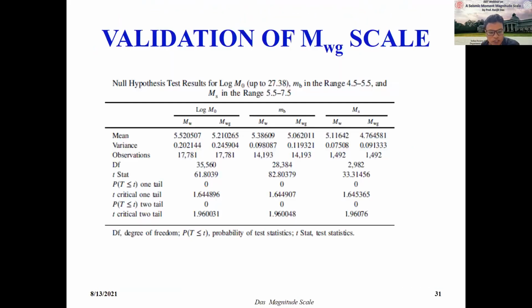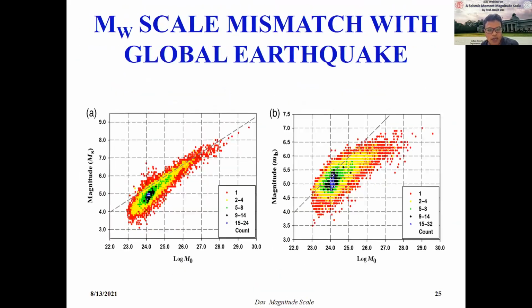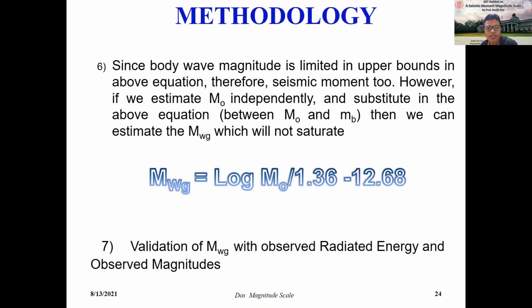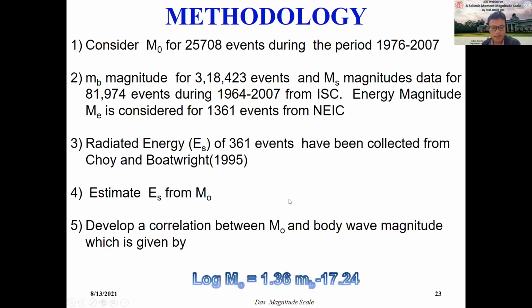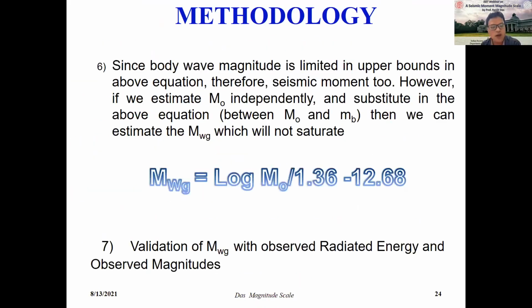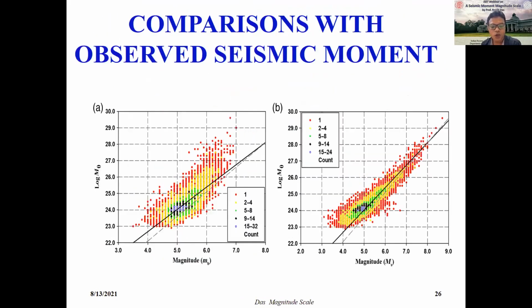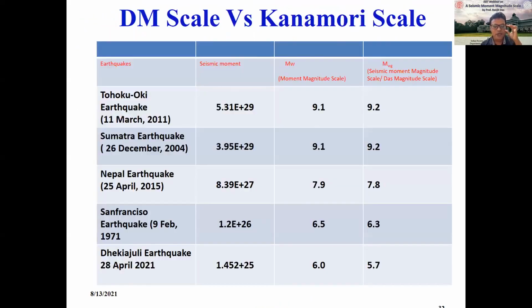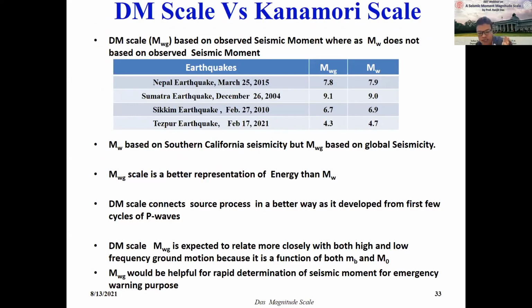The formulation, let me go back. This formula, 1.36 log of M0 minus 12.68, is connected with the MB. It is a function of MB and also a function of moment. Since it is a function of both, it is related more closely with both high and low frequency ground motions. It is also useful for rapid determination of seismic moment for emergency purposes, but not for higher earthquakes.